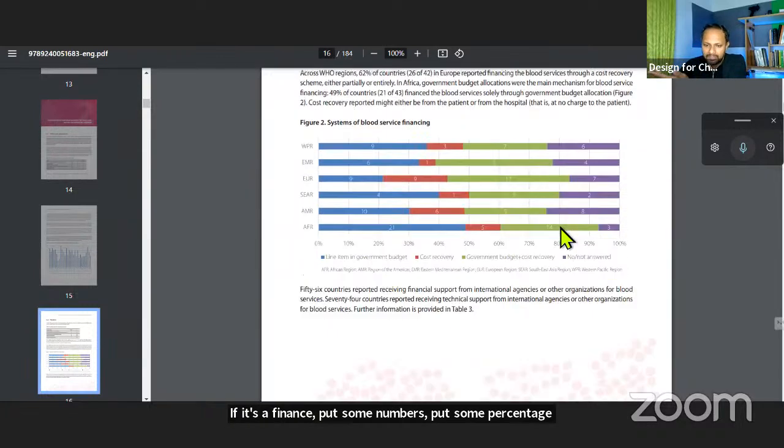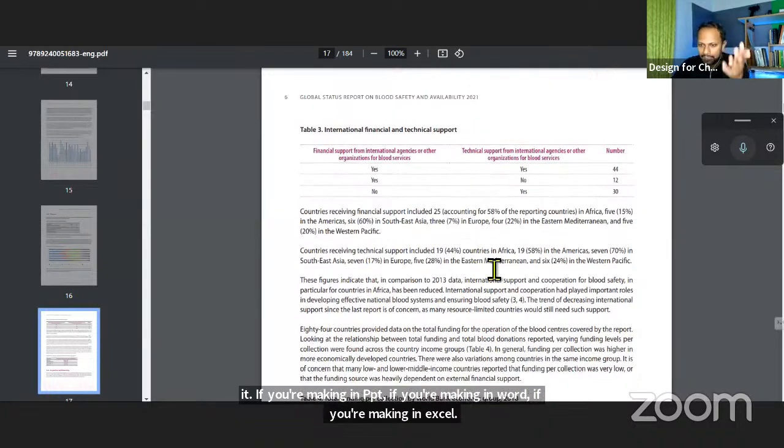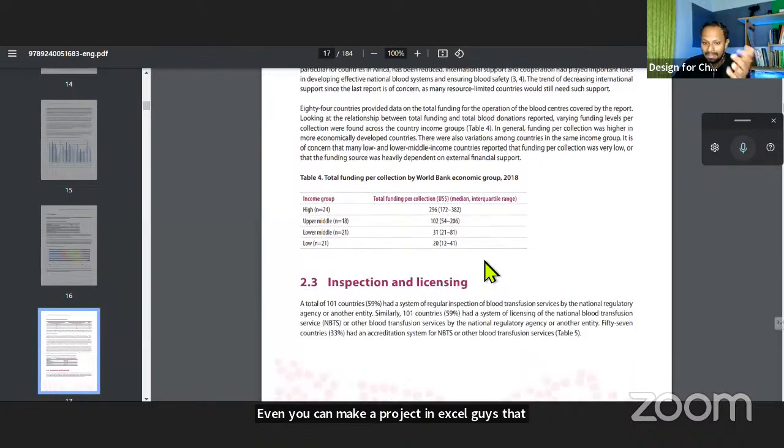There are many templates available online nowadays to do it. If you're making it in PPT, in Word, or in Excel, you can even make a project in Excel, guys, that doesn't matter. But the data needs to be visually understandable, right?